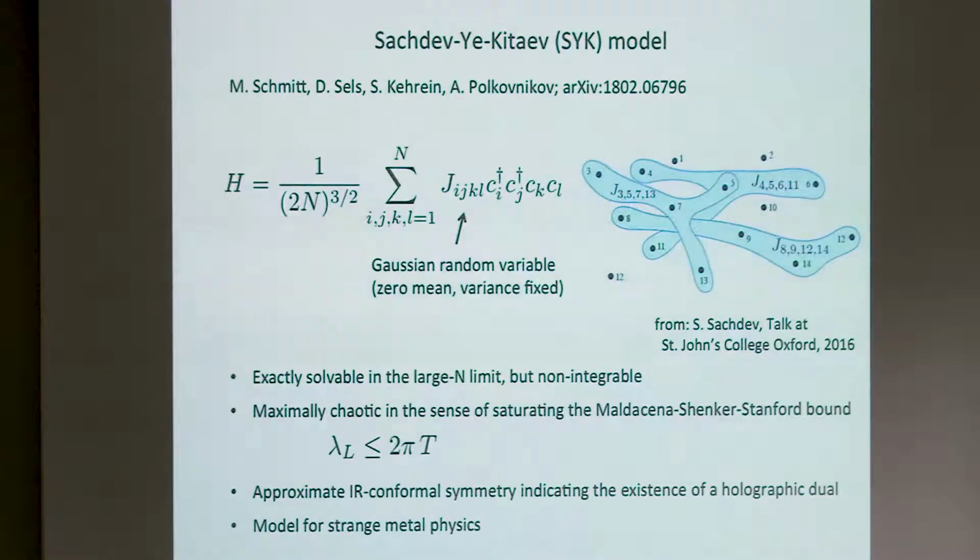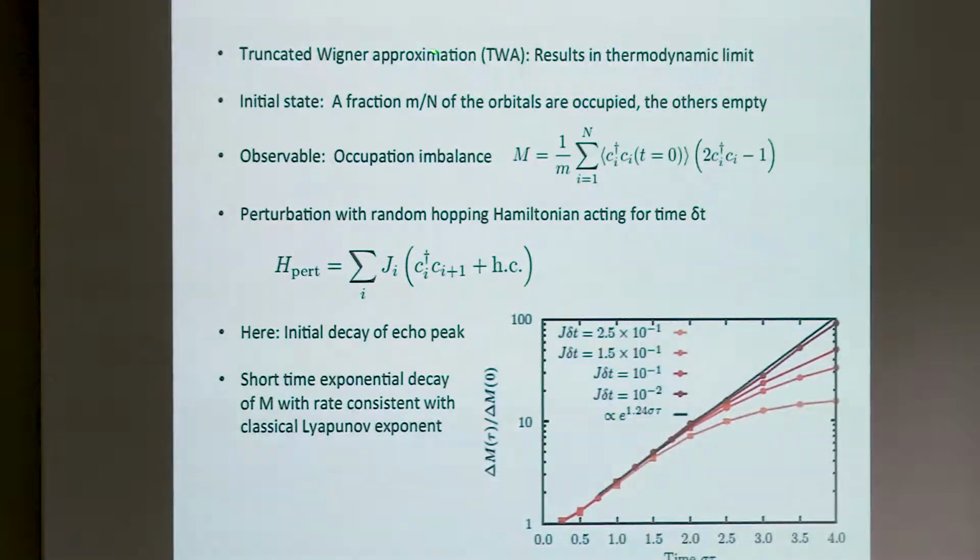And it was interesting for us because we could use an approximation, this truncated Wigner approximation, that Anatoly Polkovnikov has worked on a lot, which allows us to get results in the thermodynamic limit, and which we believe becomes exact in the limit of large n, where the system becomes very large. We cannot prove this, but the numerical tests that we did seem to indicate that.